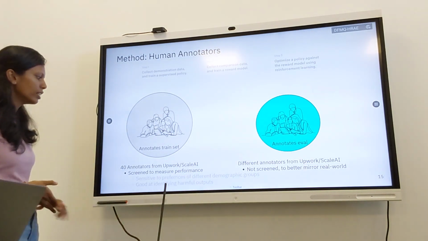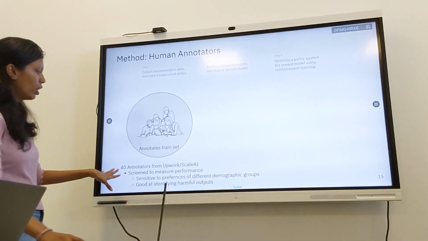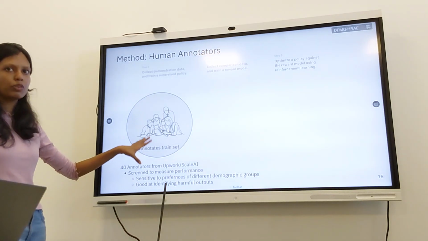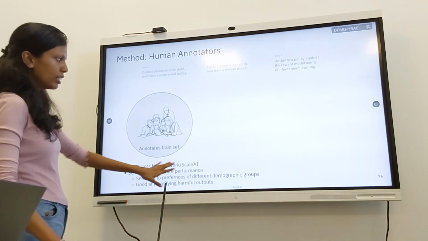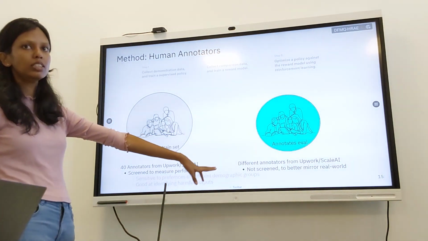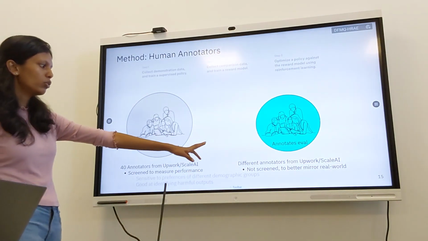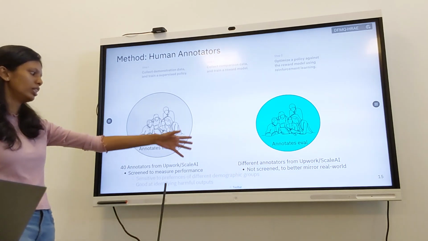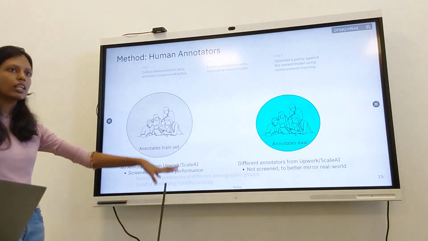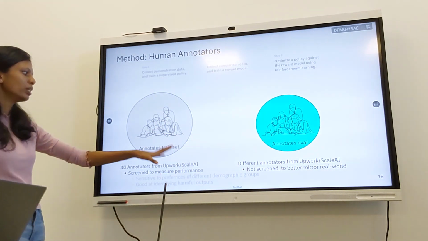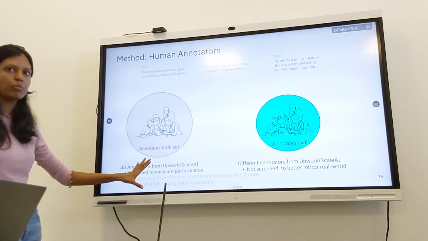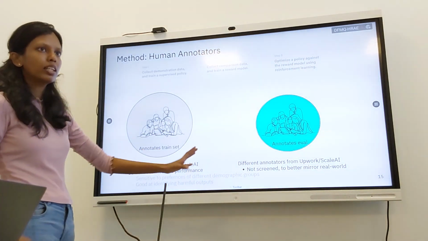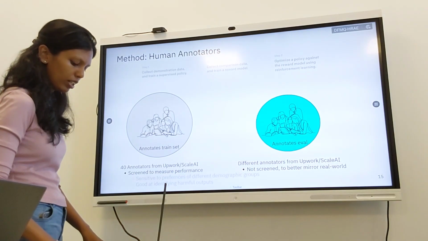These annotators are for the training part, and then they hire separate annotators for the evaluation. They would not go through that screening test, and they are just hired from the same company, but they are not performing anything in the training part. So they are unbiased and they are new to this model.